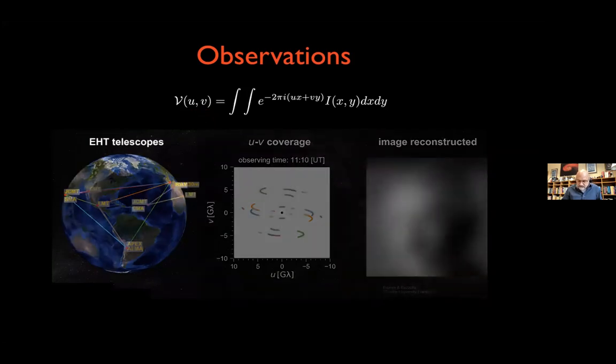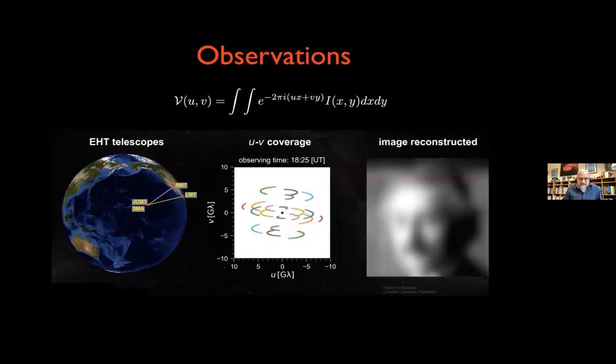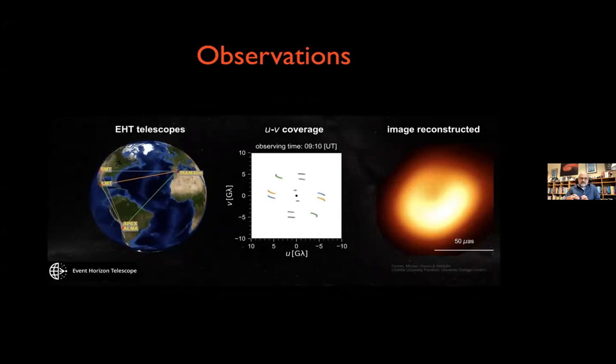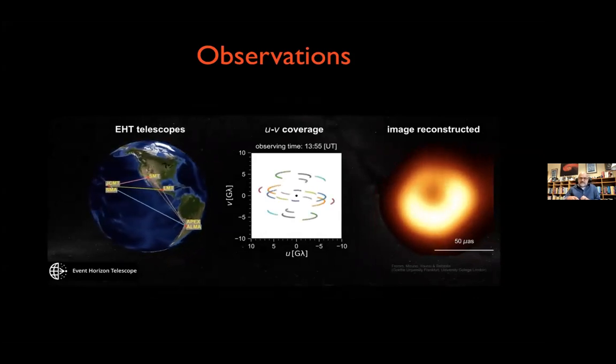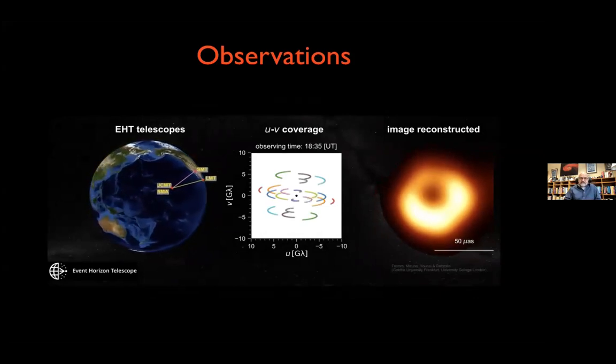And if you wait for a longer time, your tracks will become longer, you can fill the UV plane better, and your image will become sharper. That's exactly the basic functioning. And this is what I'm showing you in this movie. At the beginning, you have just a few telescopes, very few tracks. And as time goes on, you can put this information together and increase the precision at which you're seeing the image.